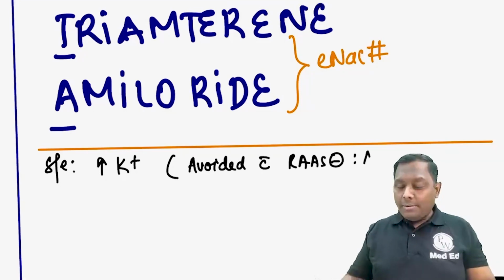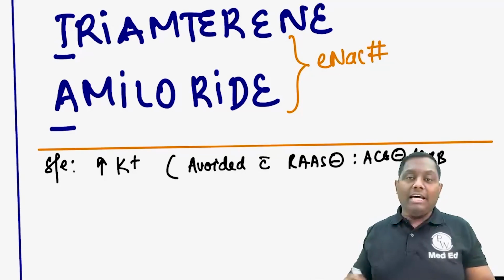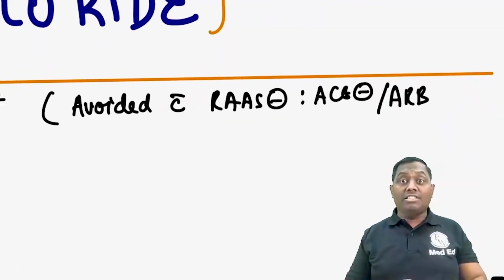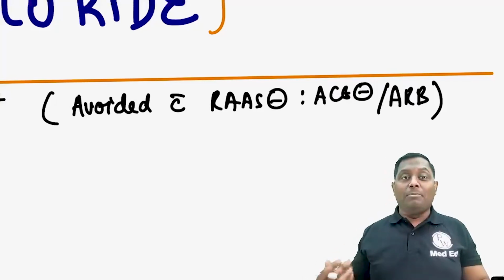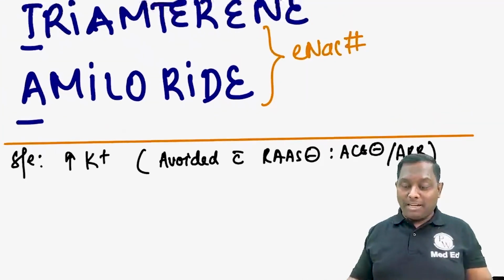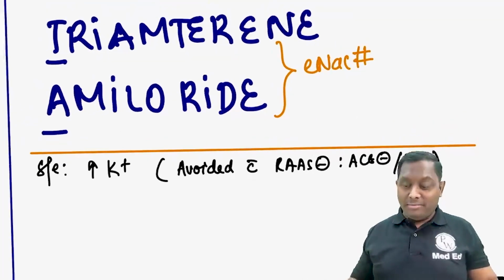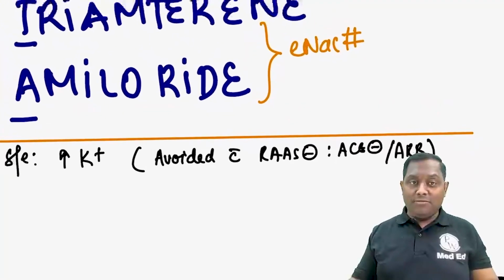What is a RAS system inhibitor? Any drug that comes under ACE inhibitors, any drug having ARB property. ACE inhibitors and ARBs all cause hyperkalemia. So with them we should avoid these drugs. But with other diuretics, yes, we can use them.